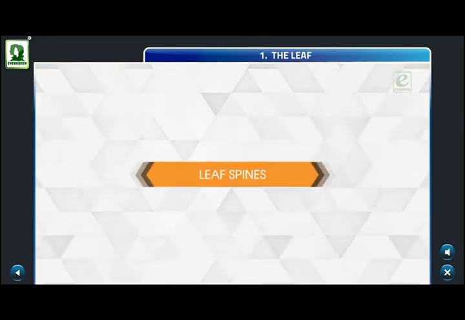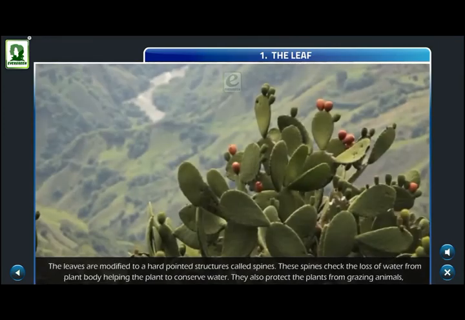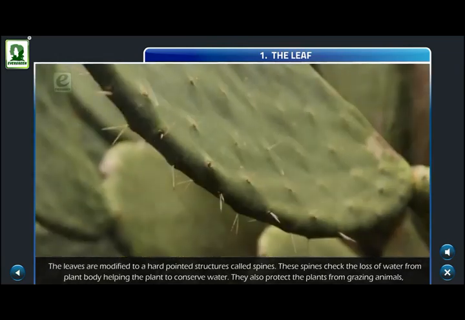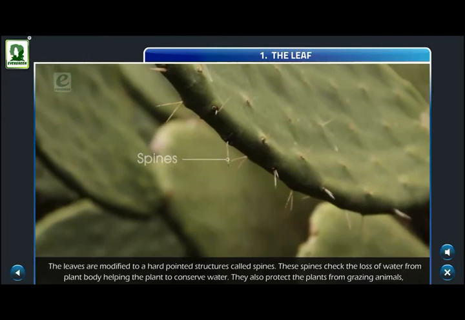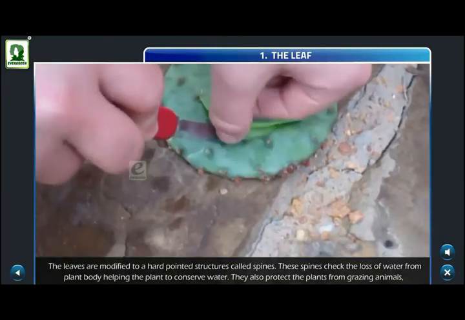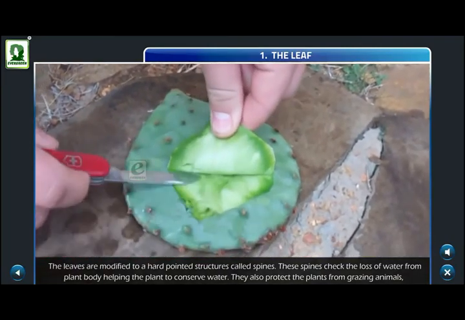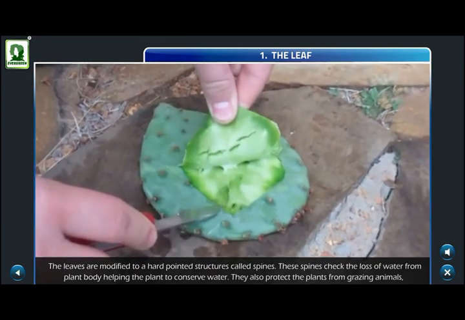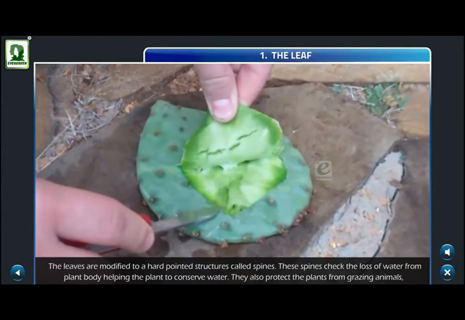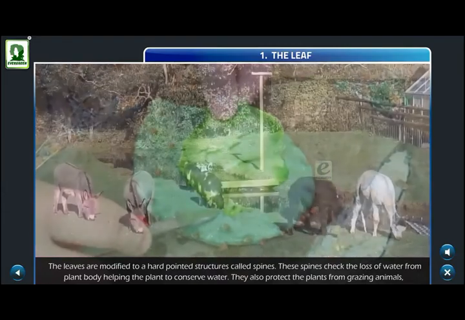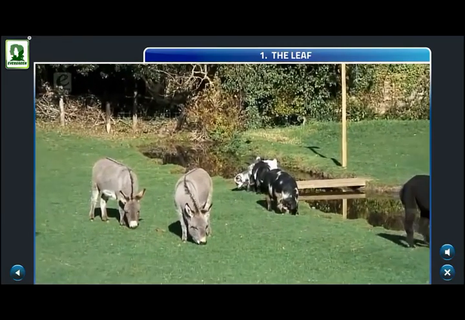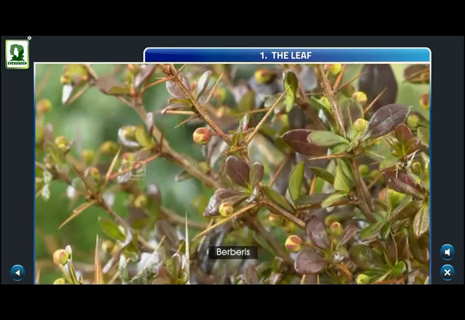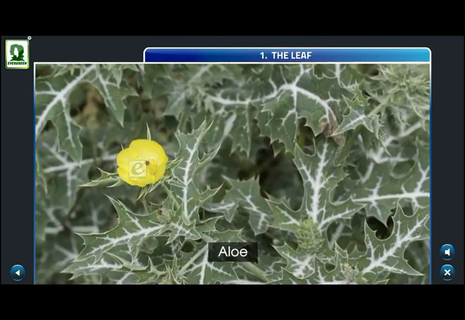Leaf spines. The leaves are modified to a hard pointed structure called spines. These spines check the loss of water from plant body, helping the plant to conserve water. They also protect the plant from grazing animals, for example, cactus, Opuntia, berberis, aloe.